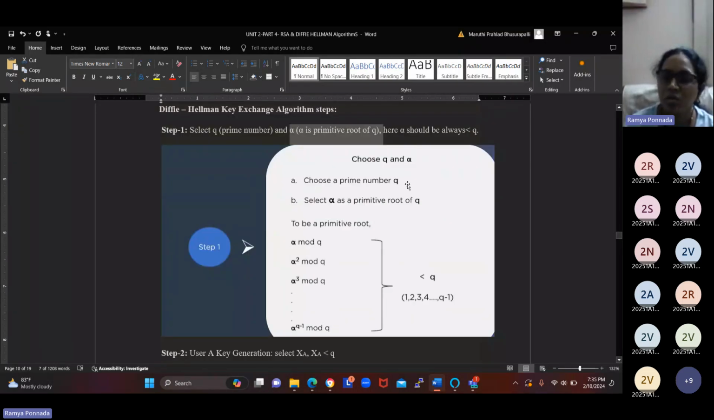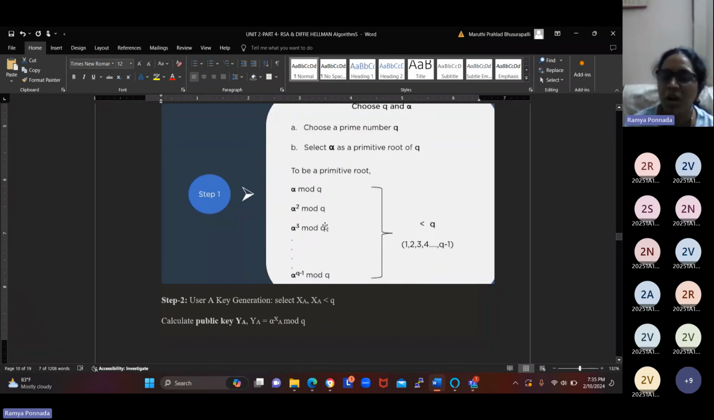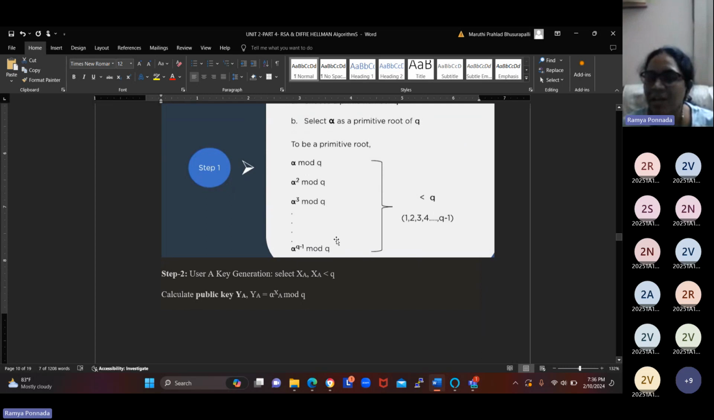So you choose a prime number, and alpha is chosen as a primitive root of that prime number. To compute it, you use the mod function: alpha mod q, alpha square mod q, alpha cube mod q, and so on up to q minus 1, where the initial one is 1, then 2, like that up to q minus 1. So alpha power 1, alpha power 2, alpha power 3, up to alpha power q minus 1. That is step number 1.